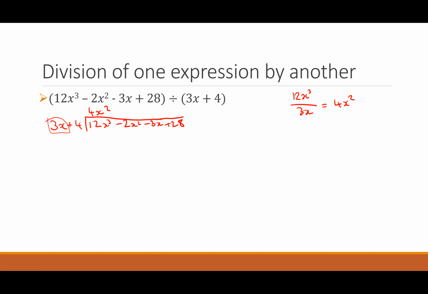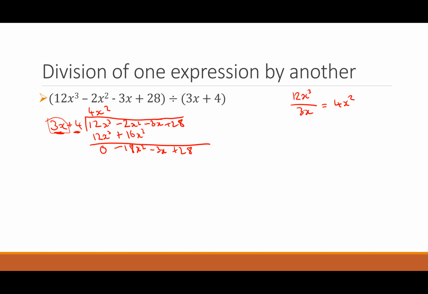Now, to work out what's left over, we take this 4x squared and multiply it by every term of the divisor. So 3x times 4x squared is 12x cubed, and plus 4 times 4x squared is 16x squared. Now we take this away. 12x cubed minus 12x cubed is 0, minus 2x squared minus 16x squared is minus 18x squared, and the minus 3x and plus 28 are unchanged.